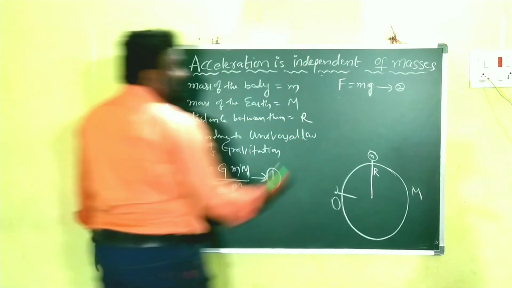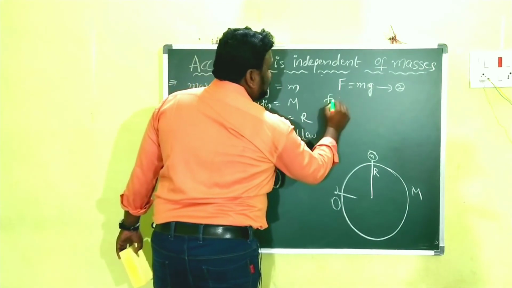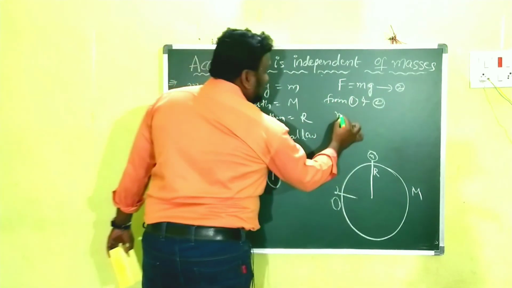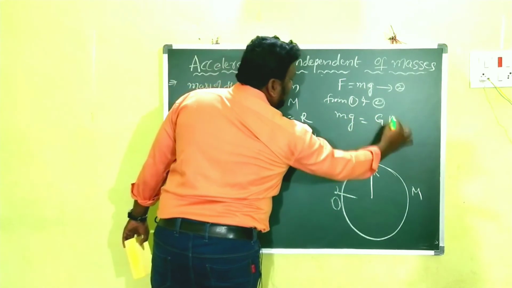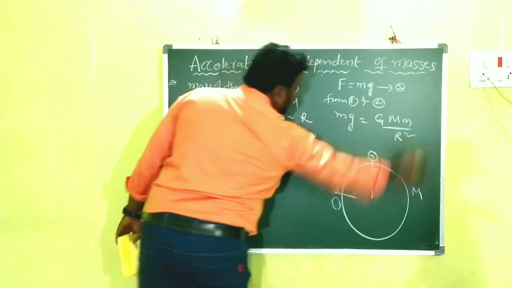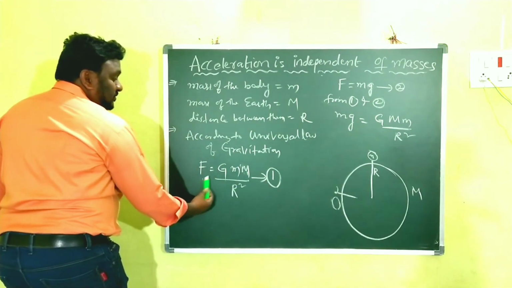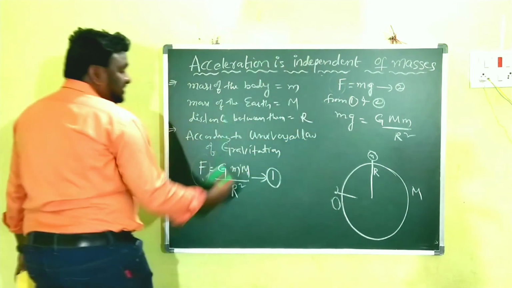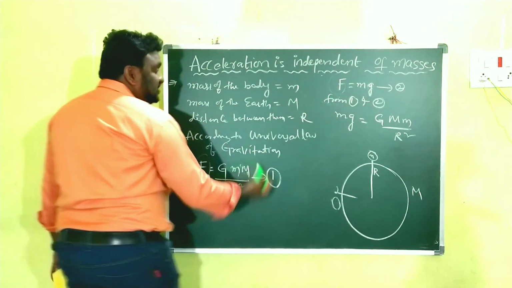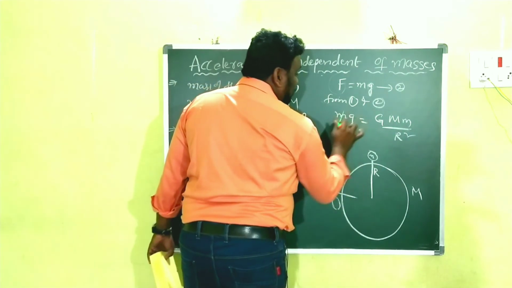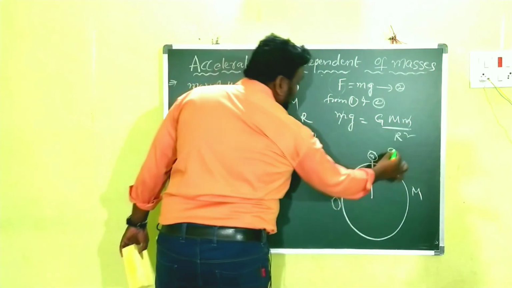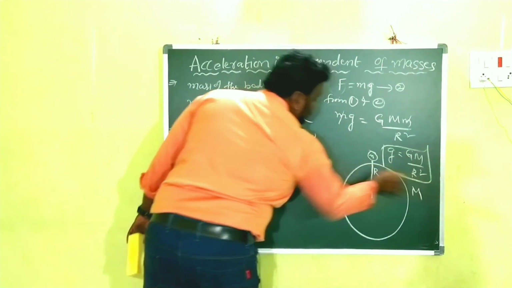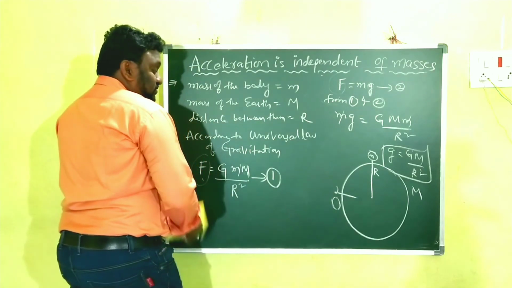That's why we have to equate them, from 1 and 2. From 1 and 2 we write mg equals GMm by r square. The first equation is F equals GMm by r square. The LHS is F and this is also F. Both are the same, so you have to equate the RHS. Then mg equals GMm by r square. m cancels. Then what do we get? g equals GM by r square.